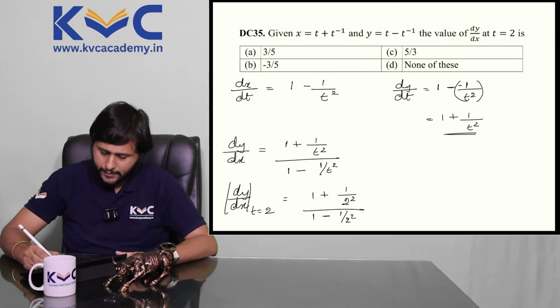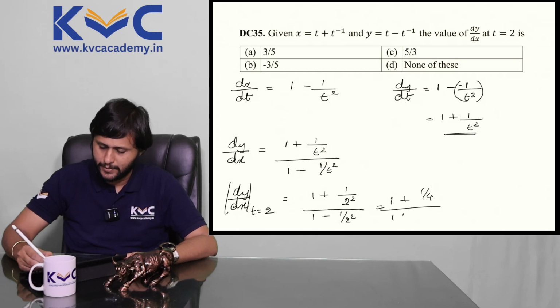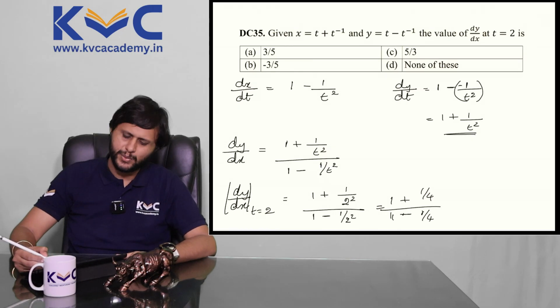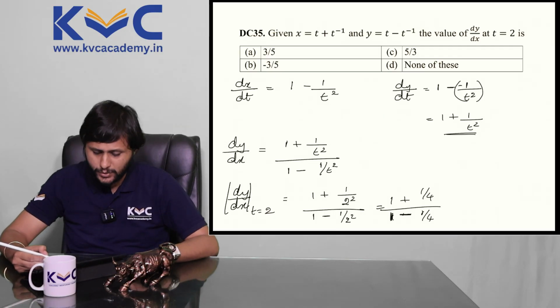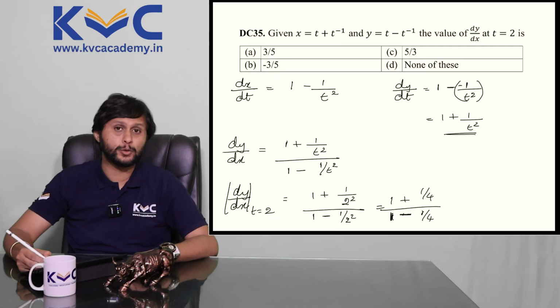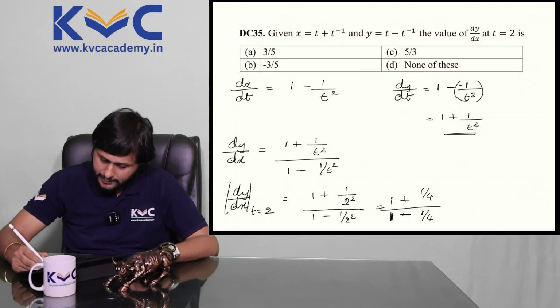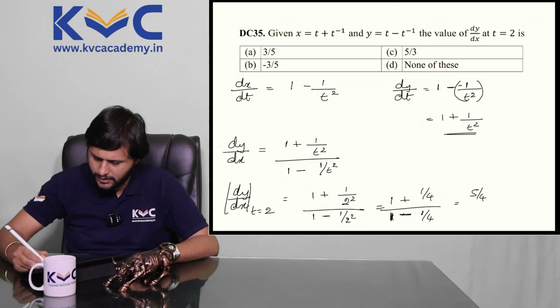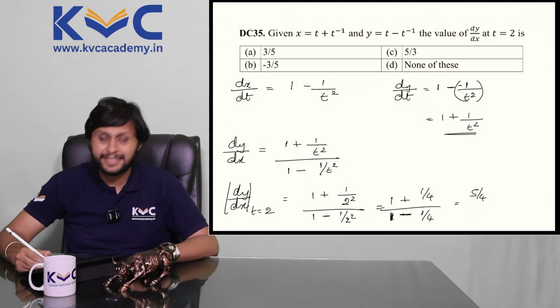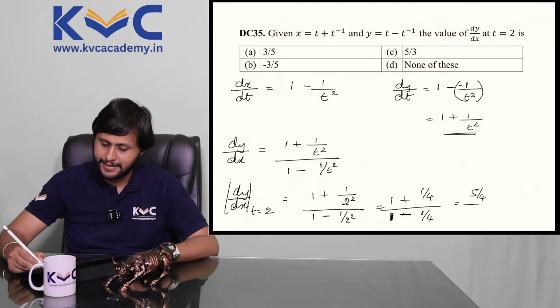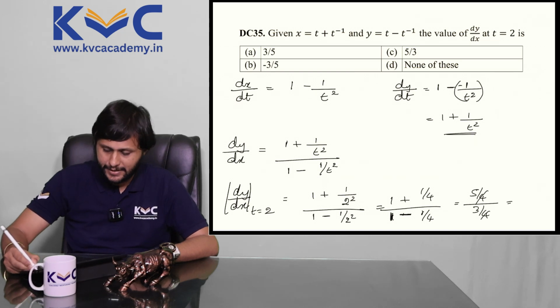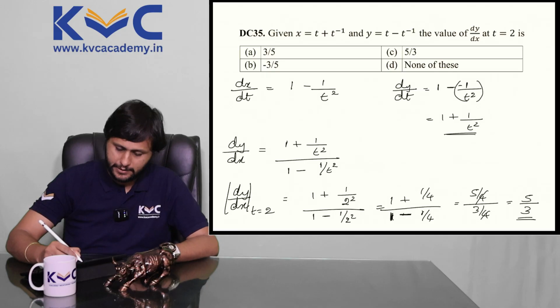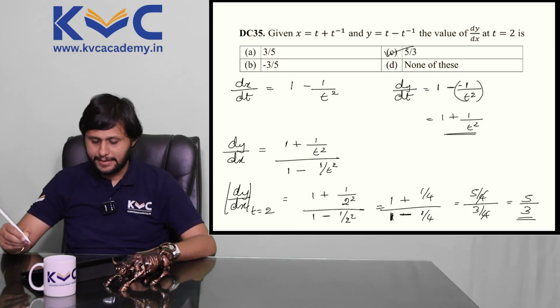So we get (1 + 1/4) divided by (1 − 1/4). We can use the LCM, but otherwise also we know this, right? 1 plus 1 fourth, how much is this? 5 by 4, since 4 plus 1 is the LCM. Equal to 1 minus 1 by 4, which is 4 minus 1, that is 3 by 4. The 4s cancel. 5 by 3 is the final answer. We have that in option C.